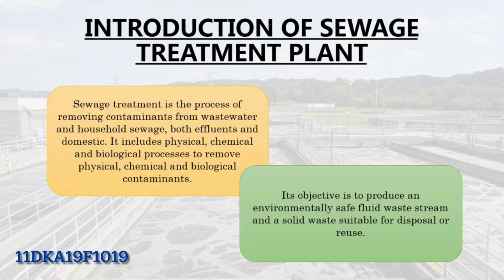Introduction of sewage treatment plant. Sewage treatment is the process of removing contaminants from wastewater and household sewage, both effluent and domestic. It includes physical, chemical, and biological processes to remove physical, chemical, and biological contaminants. Its objective is to produce an environmentally safe fluid waste stream and a solid waste suitable for disposal or reuse.